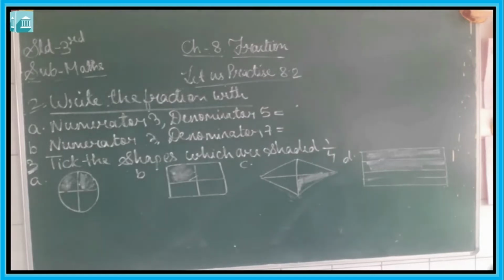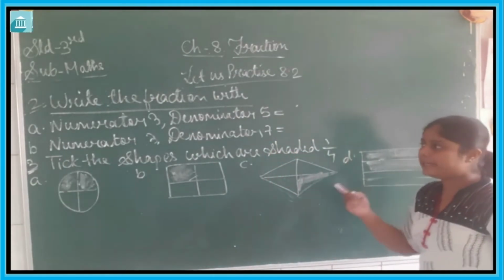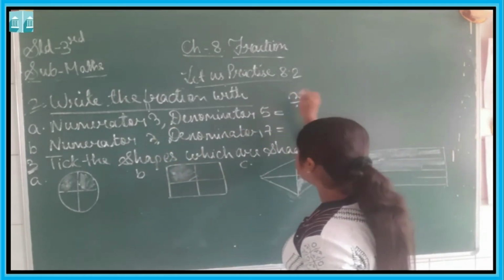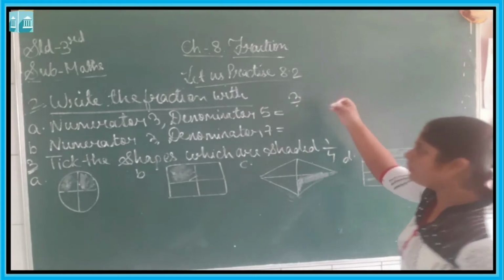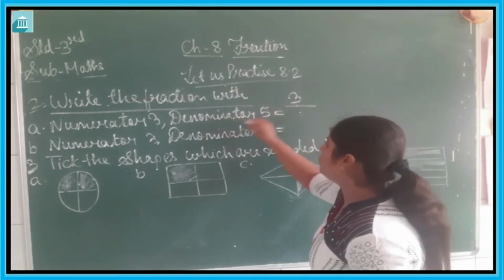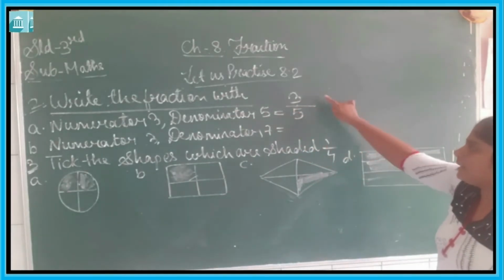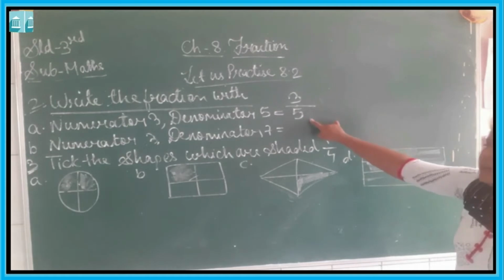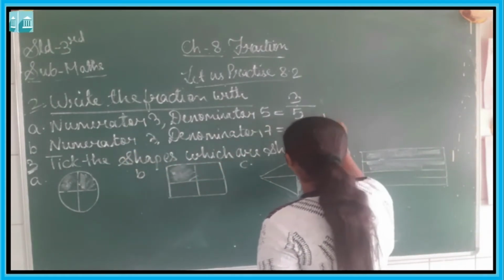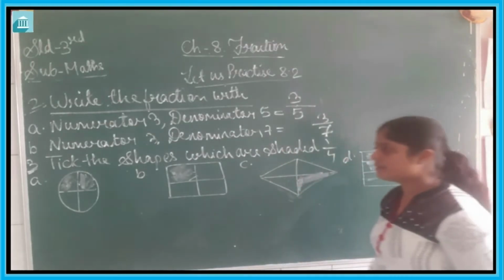Now the next one is, write the fraction. Now we have to write in fraction the numerator 3. The numerator is always at the upper side, and the total part is called the denominator. So numerator by denominator means 3 by 5. Here 3 parts are shaded and the total is 5 parts. In the same way, numerator 3 and denominator 7: 3 parts are shaded and the total part is 7.